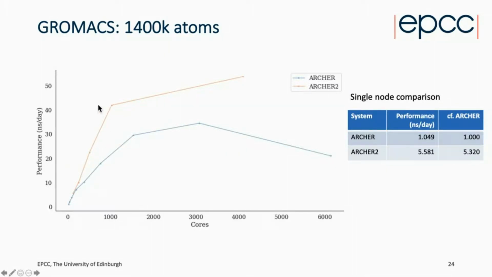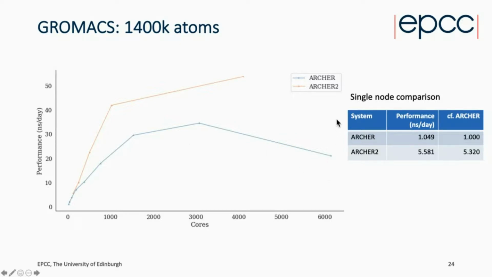The limit of scaling is reached here at about 2024 cores, which is 16 nodes on ARCHER2. The ARCHER results keep scaling a little bit further because of the lower core counts per node and the less saturation in the interconnect. But generally, the GROMACS performance is pretty good.